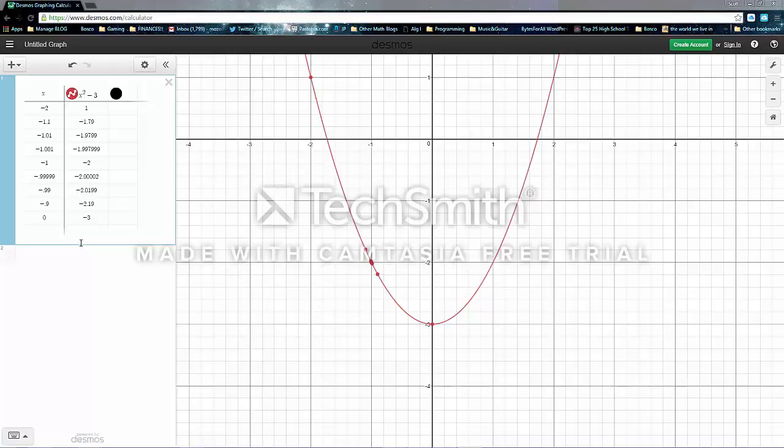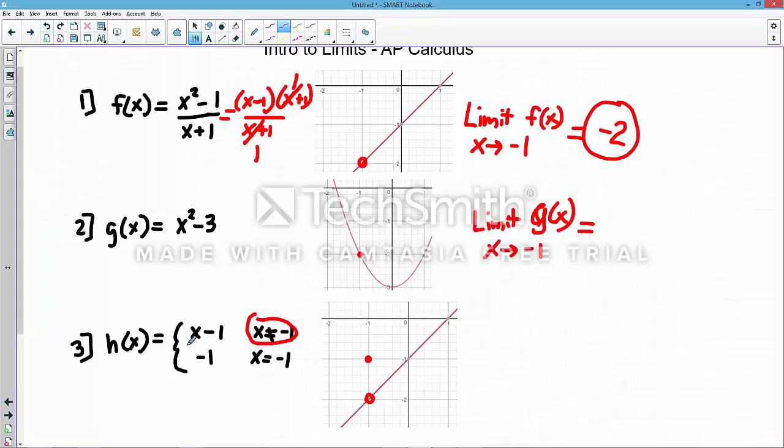So let's go back and look at the third one for this function. Okay, so we're not going to put this in Desmos, but we're going to take a look at it. So as we plug in numbers, right, we can make a little table here. As we plug in numbers for x and get out some numbers for h, if we put in, let's say, negative 1.1, we get negative 2.1. If we put in negative 1.01, we get negative 2.01.